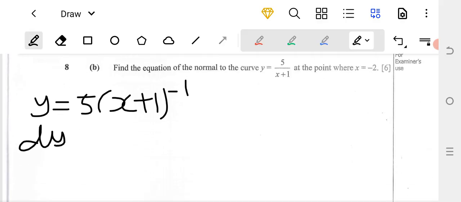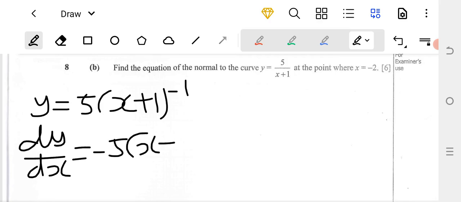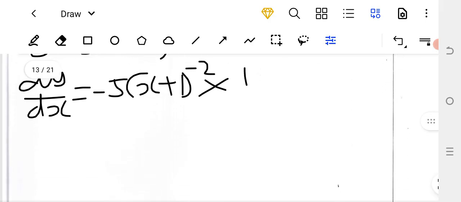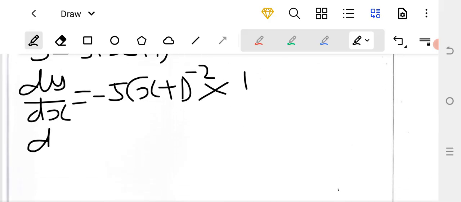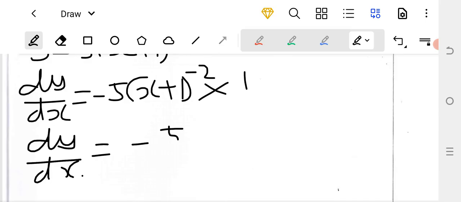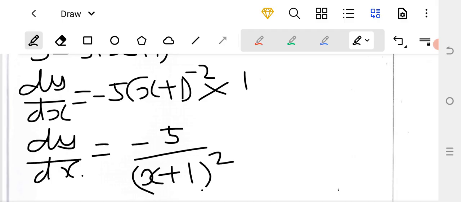dy/dx is equal to -5 multiplied by (x plus 1) raised to the power -1 minus 1, which is -2, times the derivative of the bracket, which is 1. So your dy/dx is going to be equal to -5 divided by (x plus 1) raised to the power 2. So that's your dy/dx there.